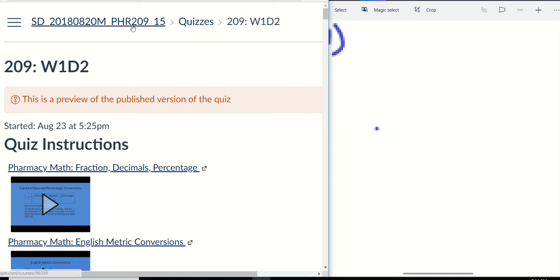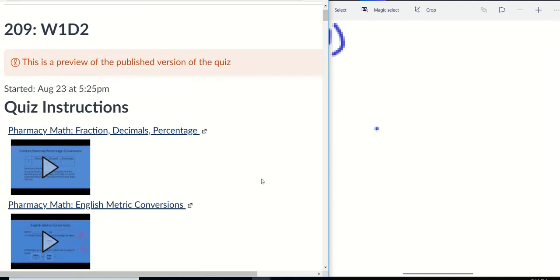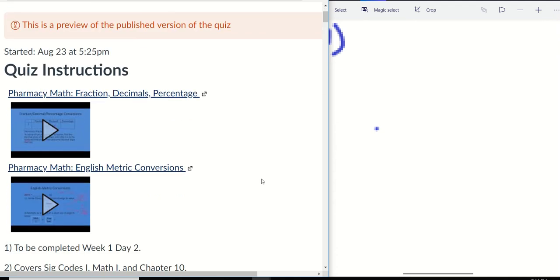Everybody. So Pharm 209, this is week 1, day 2. It's going to cover Math 1 and a little bit of Math 2. So Math 1: fractions, decimals, percentages, and then Math 2: metric, English, metric conversion.